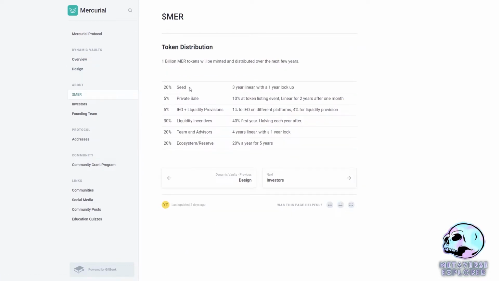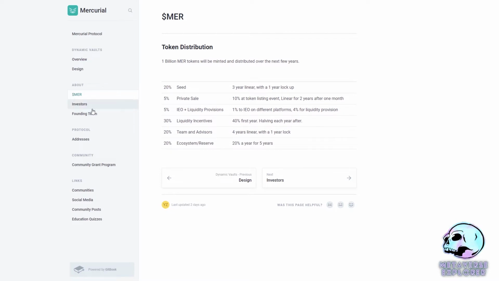So they have a 20% seed, which is a 3-year linear vesting with a 1-year lockup. 5% private sale, which is very attractive to me. I don't want all those big whales to be getting the tokens early on. They have a few liquidity incentives, they have ecosystem reserves, and the team gets 20%, which is after 4 years, which is pretty good with a 1-year lock.